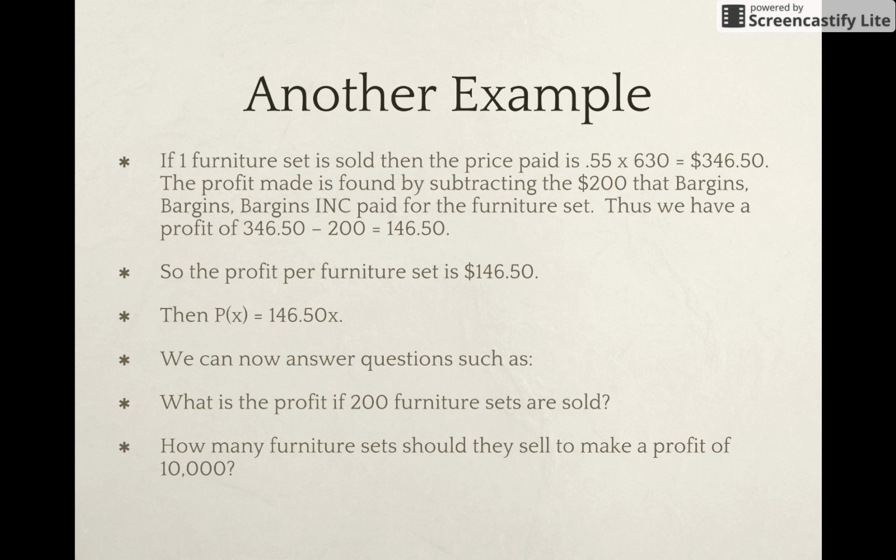So 55% of $630 is $346.50. The profit made by Bargains, Bargains, Bargains Incorporated would be $346.50 minus the $200 that they paid for the furniture set. And so they've made a profit of $146.50. And that would be the profit that they make for each furniture set sold. And so seeing that, we can write the equation P of x equals $146.50 times the number of furniture sets sold, or times x.